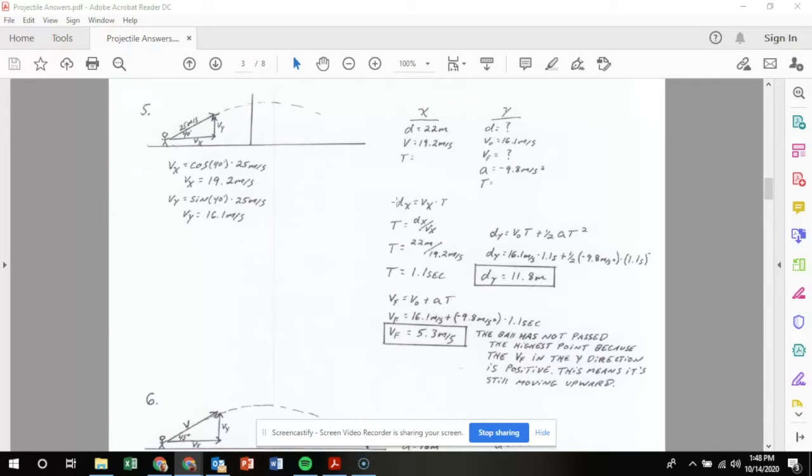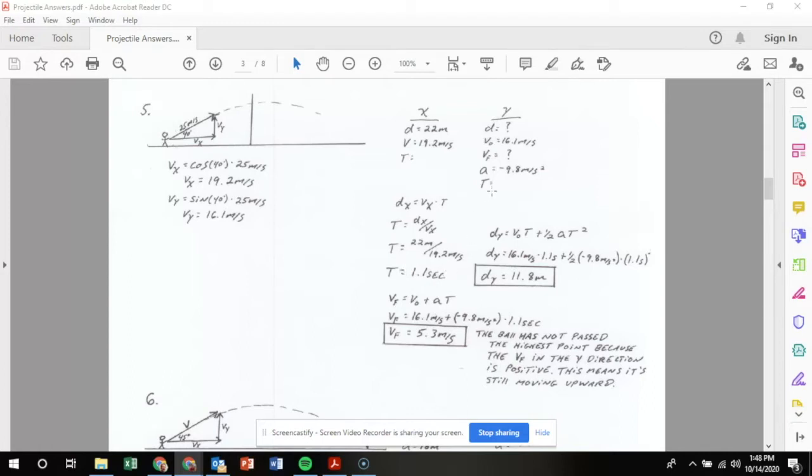So in the x direction, displacement equals velocity multiplied by time, because this is constant velocity motion in the x direction for all projectiles. Rearranging, we're going to divide vx over to the left, giving us time equals displacement divided by velocity. Our displacement in the x direction is 22 meters, and our velocity in the x direction is 19.2 meters per second. Divide those two numbers, and we get a time of 1.1 seconds.